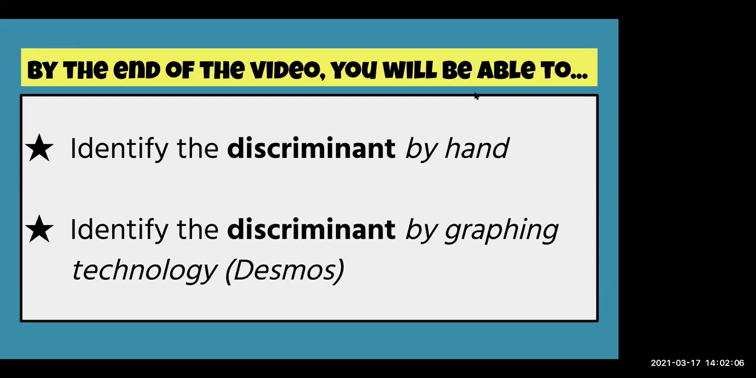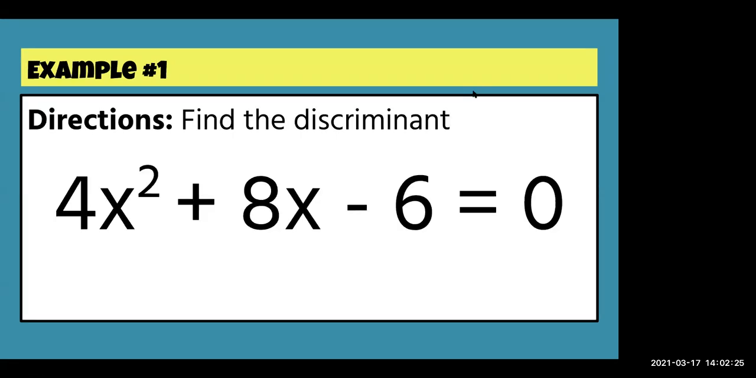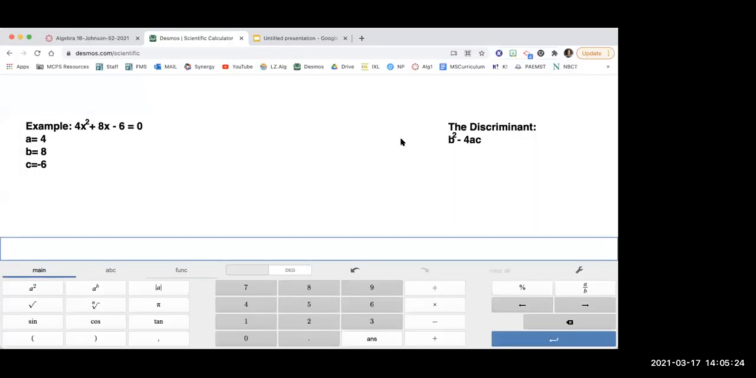Now we're going to identify the discriminant using the same 3 examples, only this time we're going to use the graphing technology Desmos. Example number 1 was 4x squared plus 8x minus 6 equals 0. I still need to identify my a, b, and c before inserting my information into Desmos. In our example, the a value is 4, the b value is 8, and the c value is negative 6.